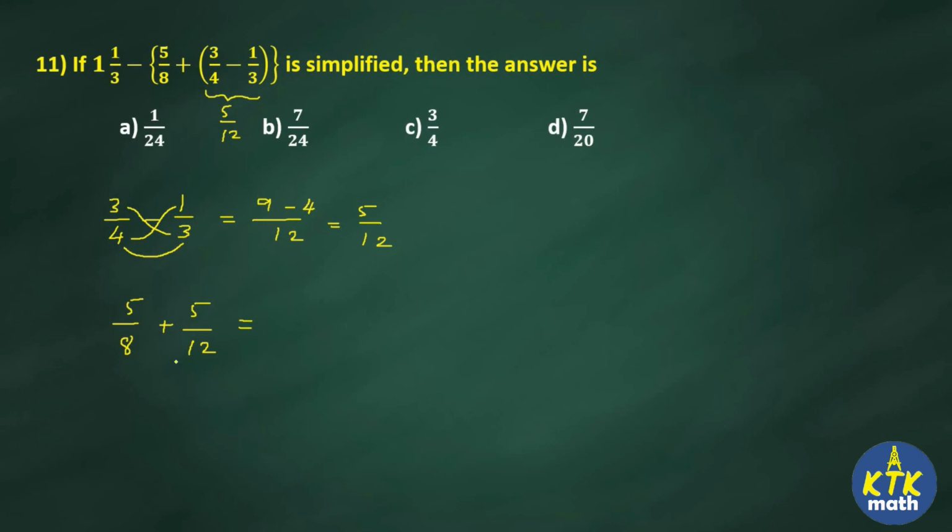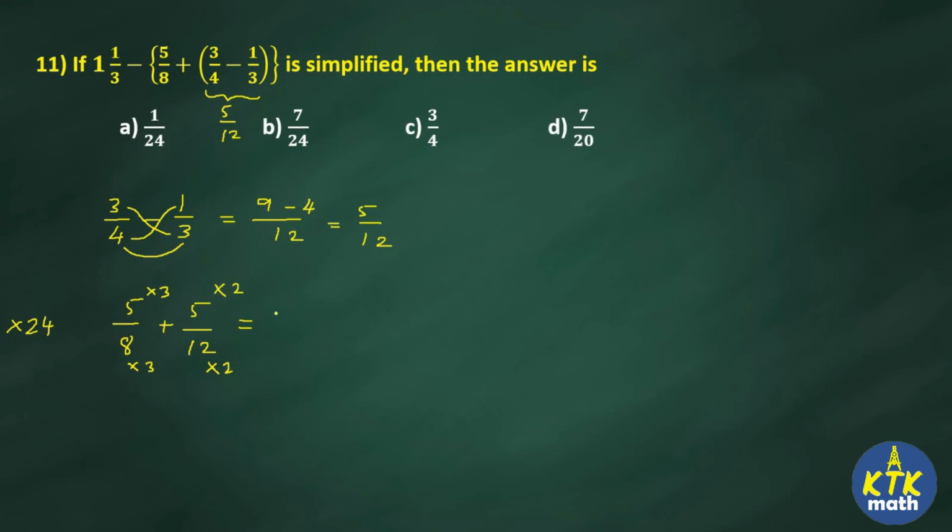So 8 and 12, I am going to change both the denominators to 24, because 24 is the least number which will come in both the 8 table and the 12 table. So what number can I multiply with 8 to get 24? 3. So the same 3 you multiply with the numerator also. Similarly, 12 multiplied by 2 will give you 24. The same 2 you multiply with the numerator also.